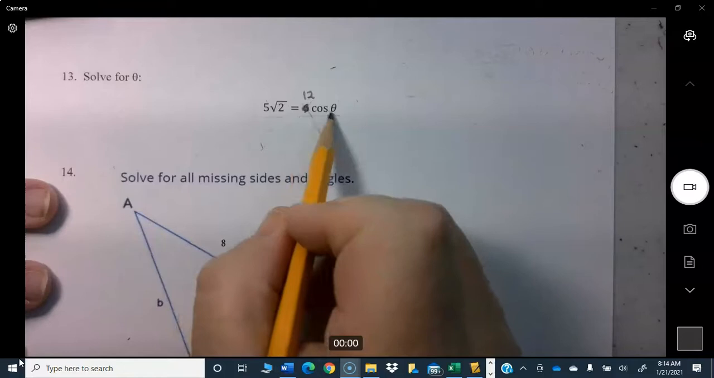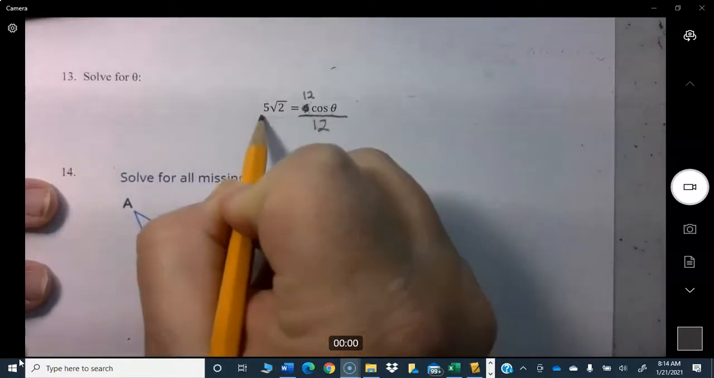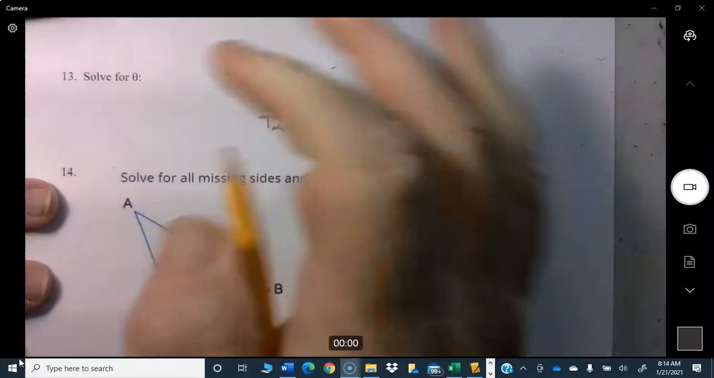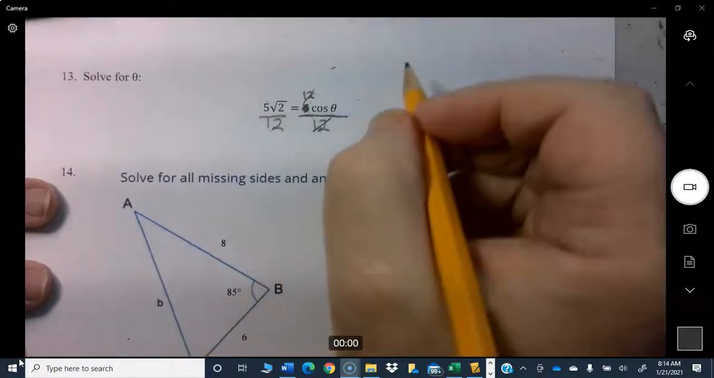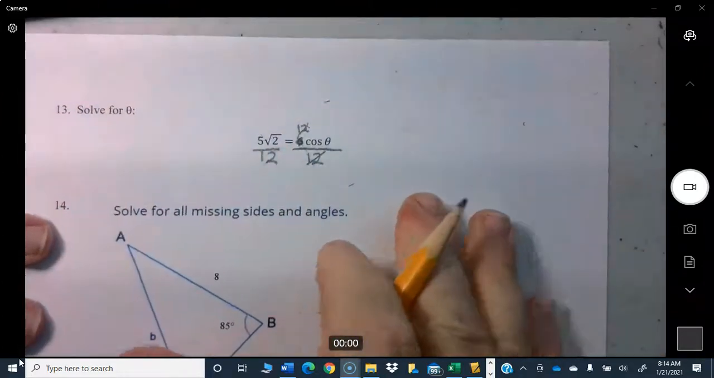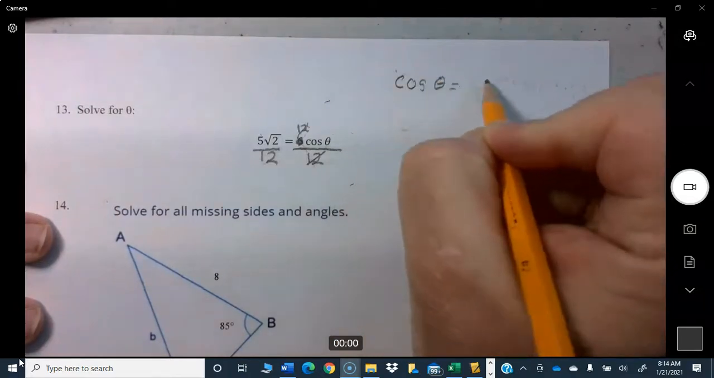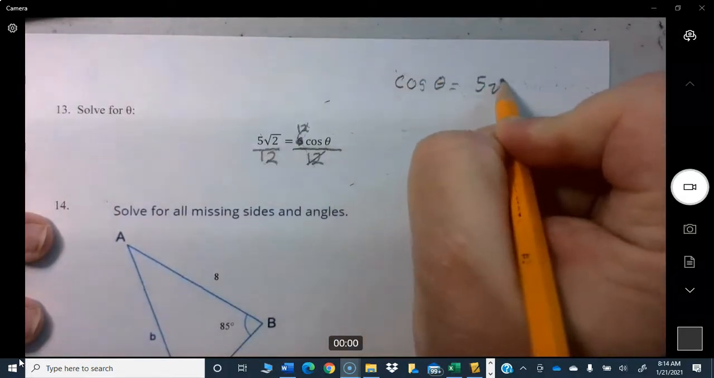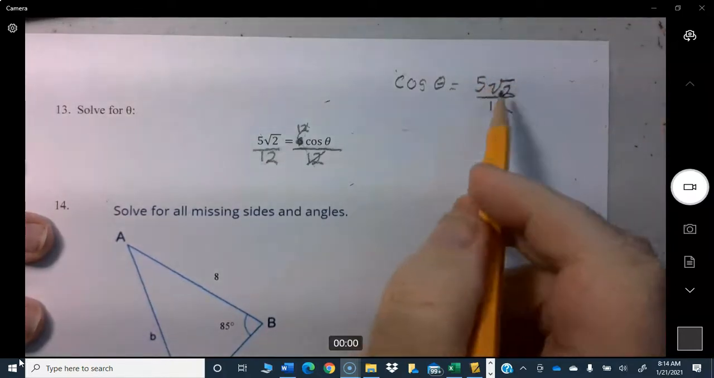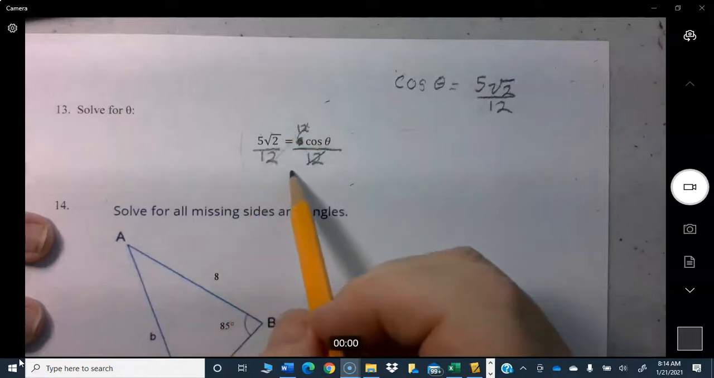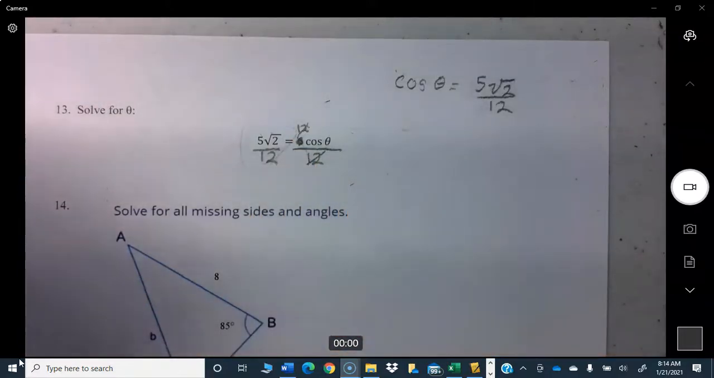So we need to solve for theta. So let's get cosine theta by itself. We're going to divide both sides by 12. 12 cancels here and here. And so what you end up with is 5 square root of 2 over 12 on this side. Okay, it's cosine theta.